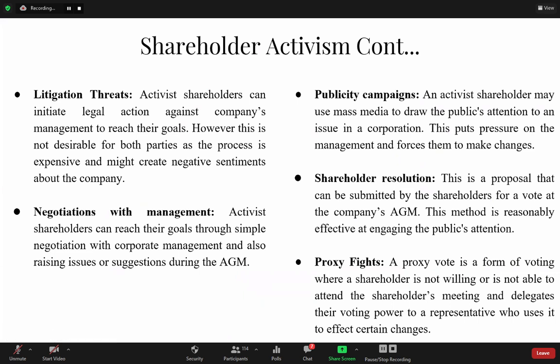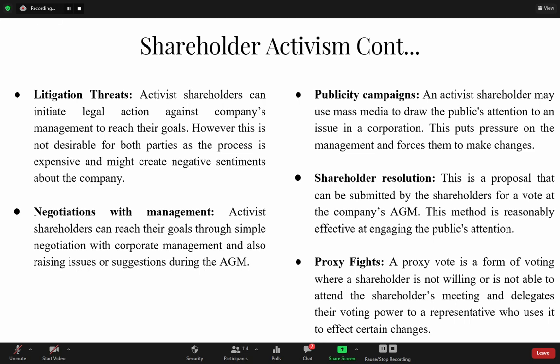So let's first of all look at litigation threats. Litigation is basically the same as being sued. This occurs whereby a company has been sued for some of its practices, the same, let's say, dumping waste in a river. So an activist shareholder can actually sue the company after trying other means, and those previous means have failed, whereby the person will find an attorney and take the company to court.